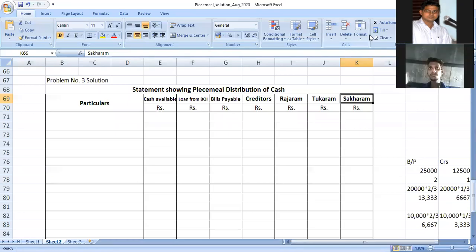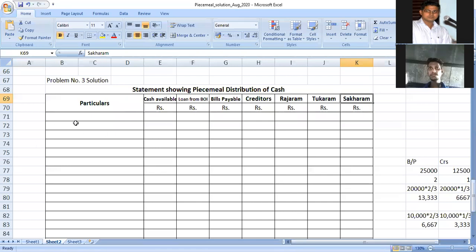Now friends, statement showing piecemeal distribution of the cash. We prepare a total of 7 columns in rupees. The first column is cash available, then the next 3 columns are liability and the next 3 columns are partners' capital.